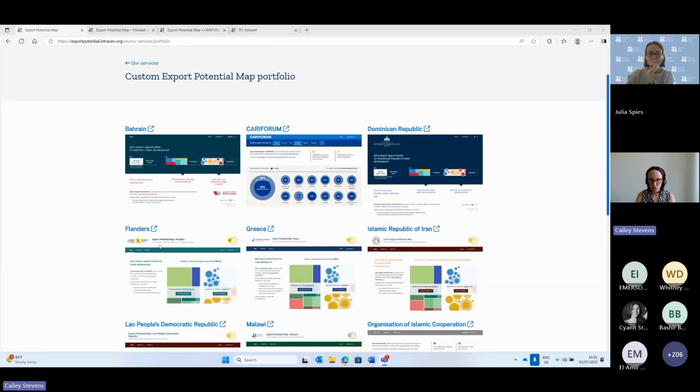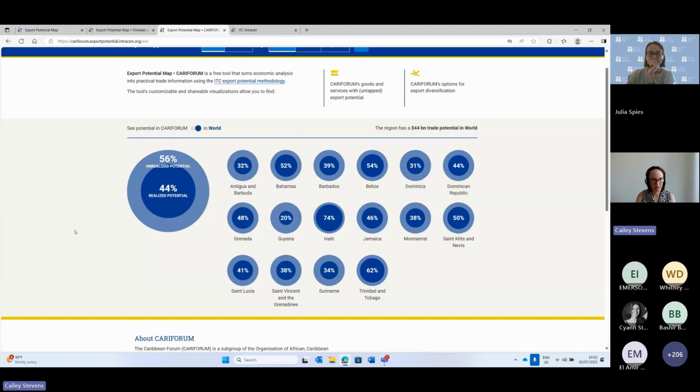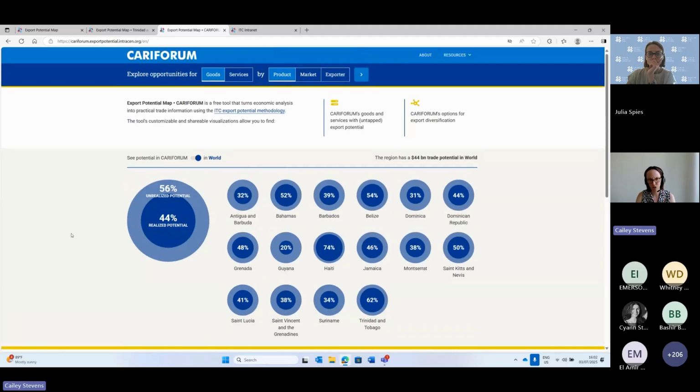I'll, for example, show you CARIFORUM. I've opened it here already. This is the customized Export Potential Map for the Caribbean Forum. And as I mentioned at the beginning of the presentation, the generic Export Potential Map doesn't include services, but sometimes we are able to incorporate services into customized Export Potential Maps. For example, CARIFORUM does include export potential for services.